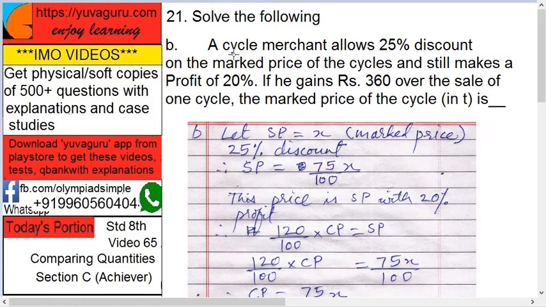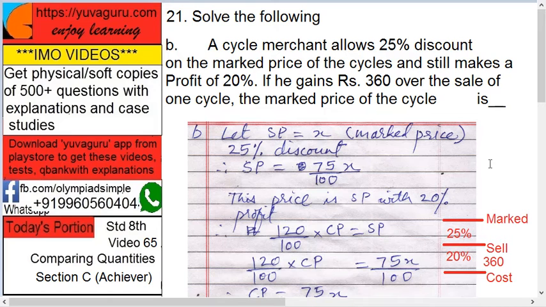Next, a cycle merchant allows a 25% discount on the marked price of the cycles and still makes a profit of 20%. If he gains rupees 360 over the sale of one cycle, then the marked price of the cycle in rupees is... means you have to find the marked price of the cycle. Now what is the question?